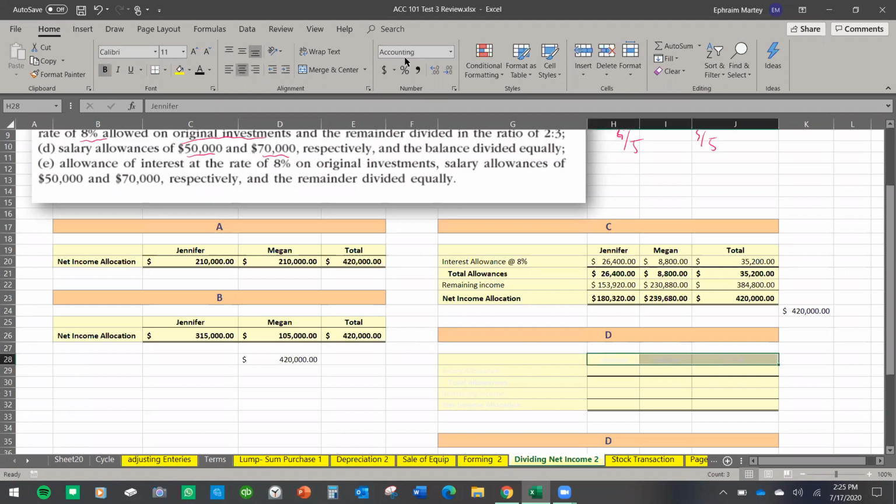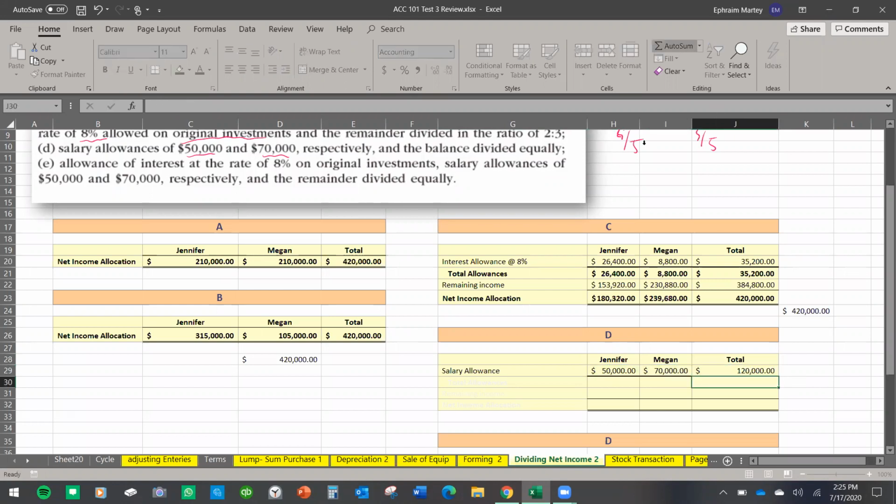So Jennifer and Megan, we are going to start by dashing them their salary allowance, which is 50,000 for Jennifer and 70,000 for Megan. And then the total for those two will be that, okay? And their total allowance, if I want to do this again, that's the total allowance, and I just drag this all the way here, okay?